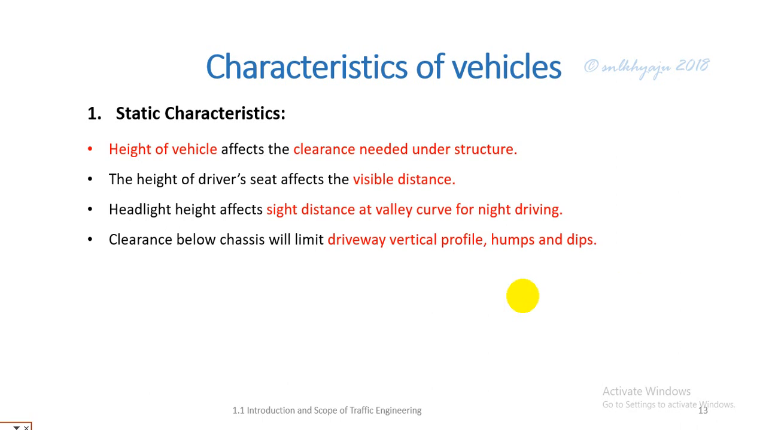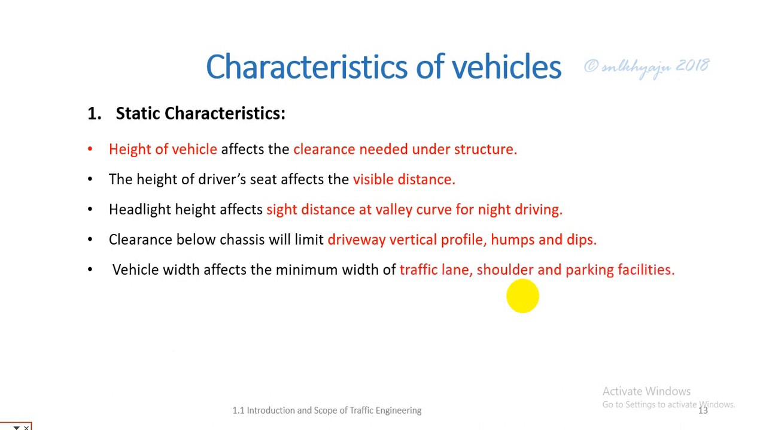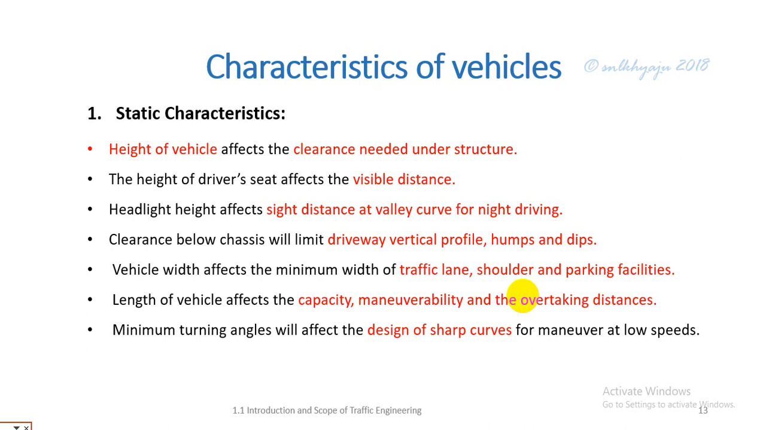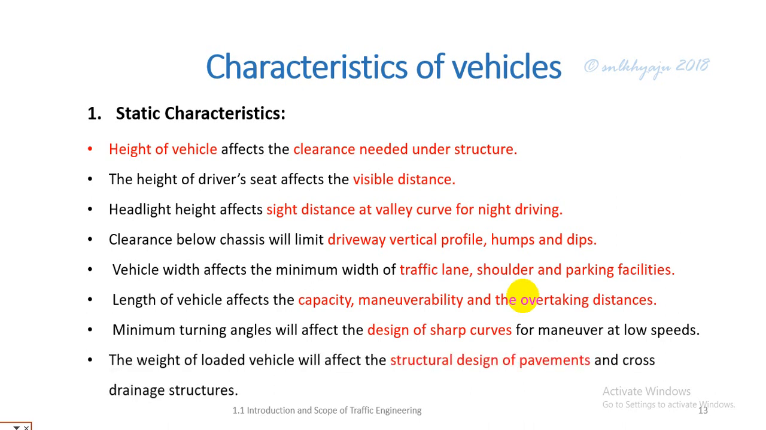Clearance below chassis will limit driveway vertical profile, humps and dips. Vehicle width affects the minimum width of traffic lane, shoulder and parking facilities. Length of vehicles affects the capacity, maneuverability and overtaking distance. Minimum turning angle will affect the design of sharp curves for maneuvering at low speed. The weight of the loaded vehicle will affect the structural design of pavement and cross-drainage structure.